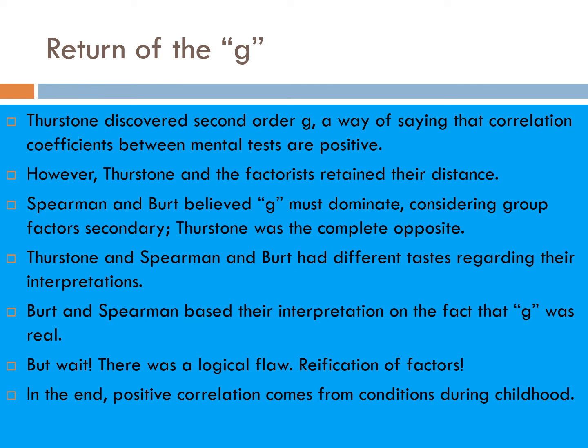However, Thurstone and the factorists retained their distance, right? Spearman and Burt believed G must dominate, considering group factors secondary. Thurstone was the complete opposite. So Thurstone and Spearman and Burt had different tastes regarding their interpretations. Burt and Spearman based their interpretations on the fact that G was real, but wait, there was a logical flaw, right? Reification of factors. So in the end, positive correlation comes from conditions during childhood, right?